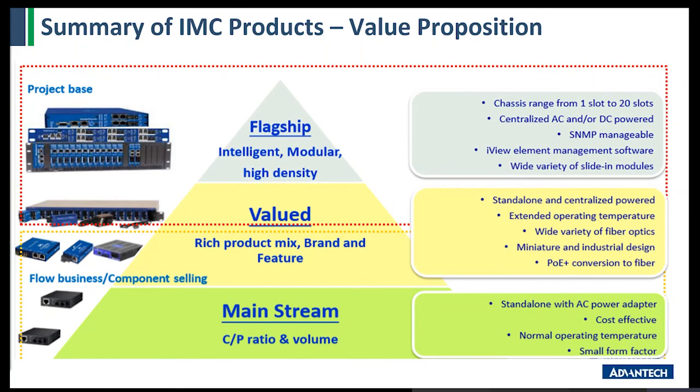The value range is the IMC 300, 400, and 500 series. They are standalone and centralized powered with extended operating temperature, a wide variety of fiber optic options, miniature and industrial design, and have PoE Plus conversion to fiber. The mainstream can be the IMC 300 series as well as the SFP series.